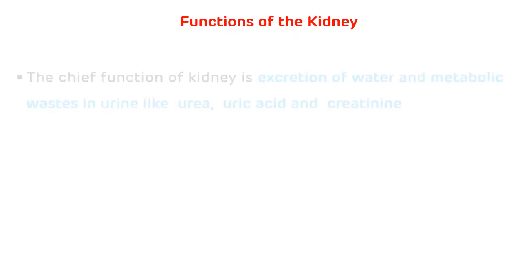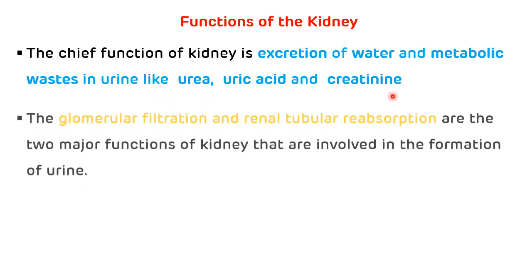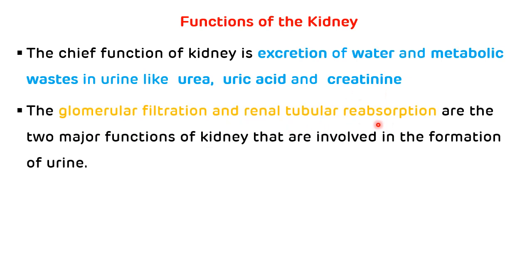Before going into the detail of kidney function tests, first we will discuss the functions of the kidney. The first and important function of the kidney is excretion of water and metabolic waste in urine, like urea, uric acid and creatinine. The glomerular filtration and renal tubular reabsorption are the two major functions of the kidney that are involved in the formation of urine.